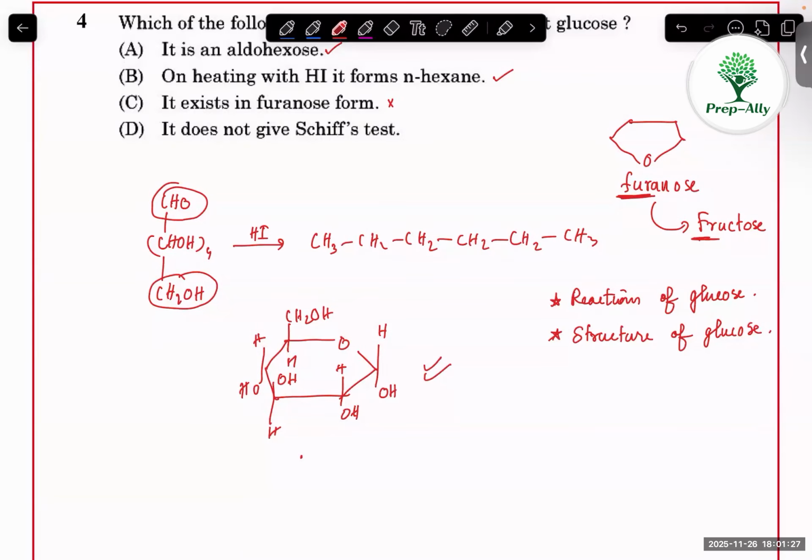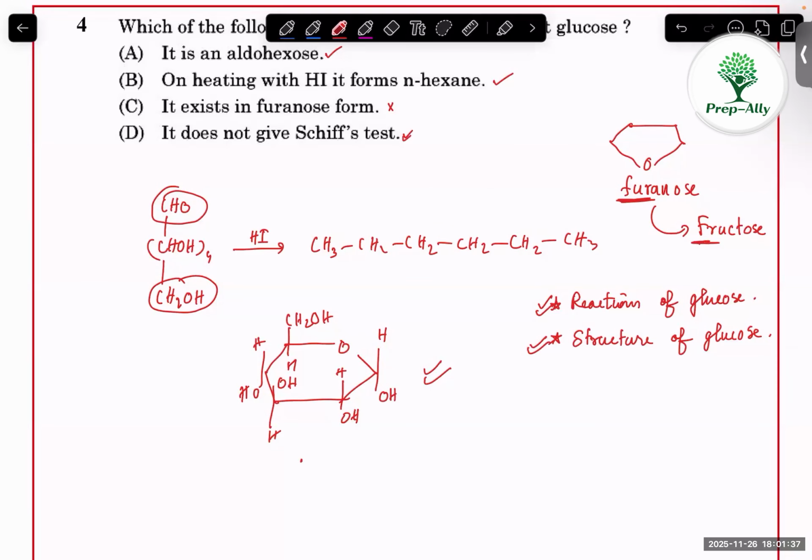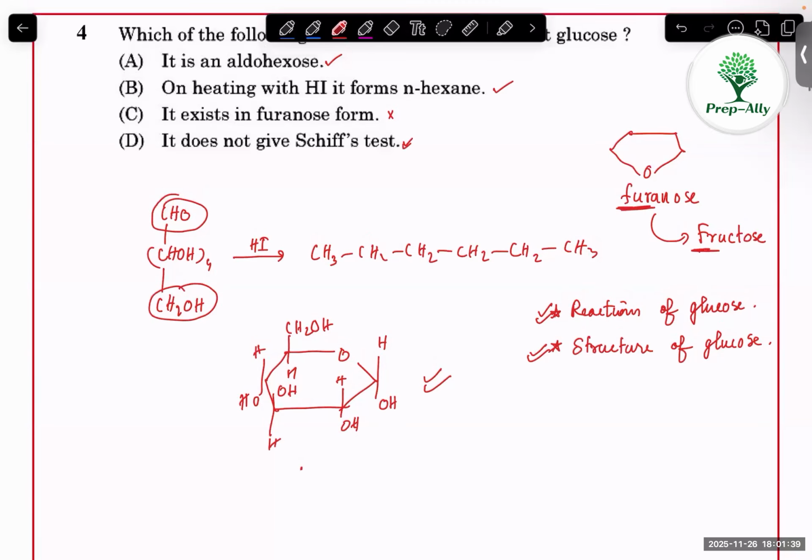So all of them are important. In your textbook, these things are there. If you stick to this itself, you can surely score marks from this one. Finally, it does not give the Schiff test. That is also true only. The Schiff test is basically given by aldehydes.